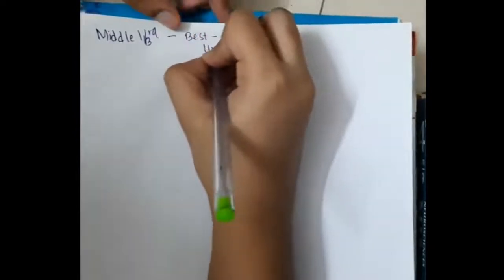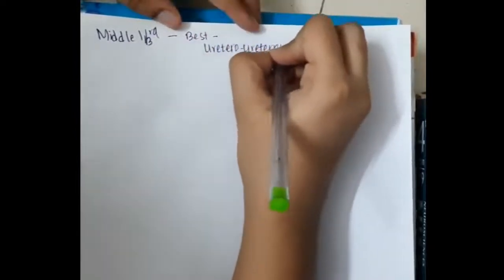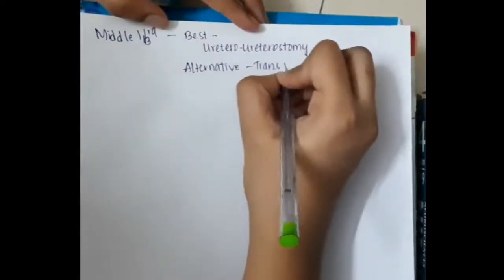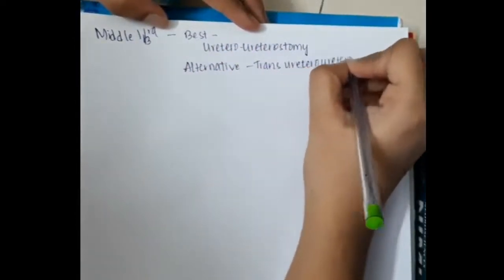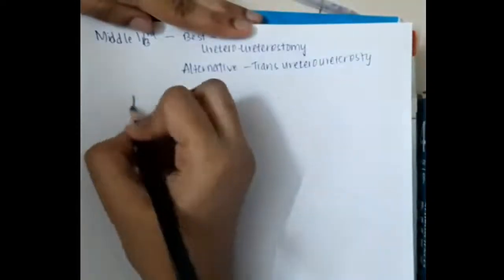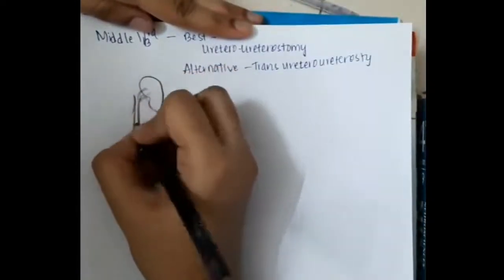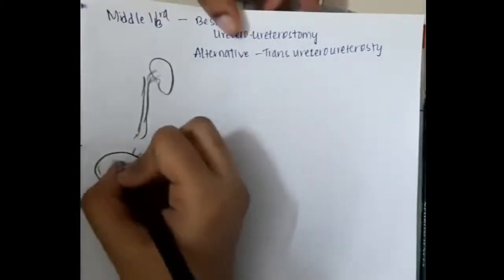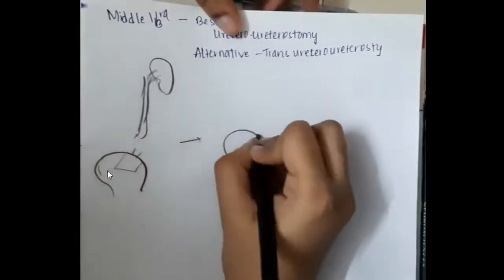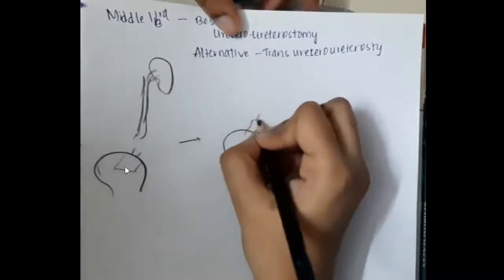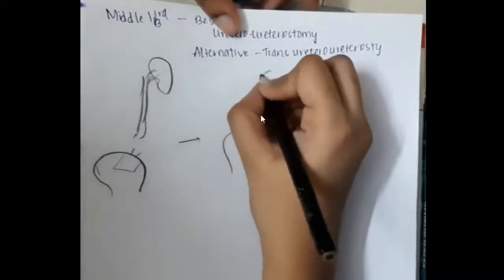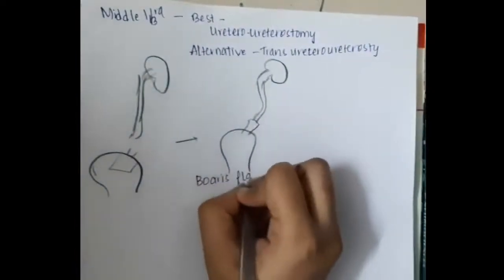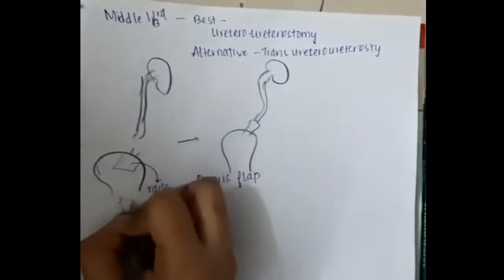If there is an injury in the middle one third, then you can do ureterostomy, which is the treatment of choice. The alternative is you can do transureteroureterostomy. Then in this situation you can do one more technique, which is called the Boari flap technique. Here you are removing a flap from the bladder and you will create a tube out of that flap, and this is called Boari's flap technique.